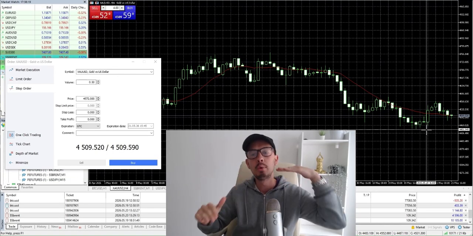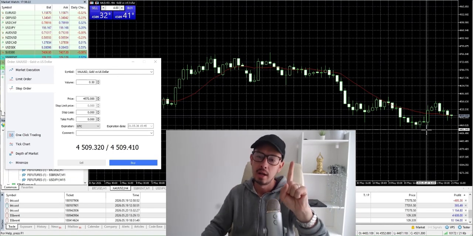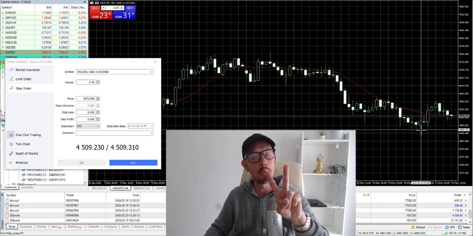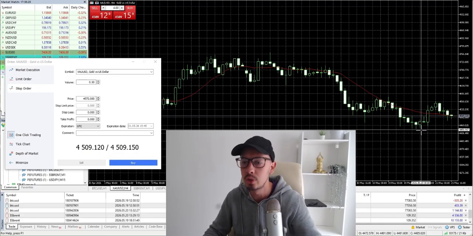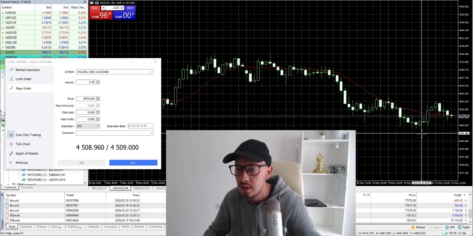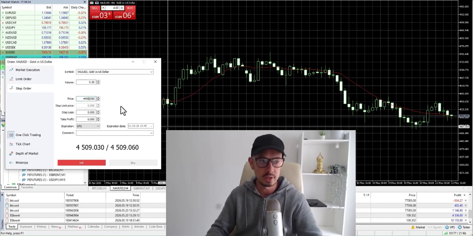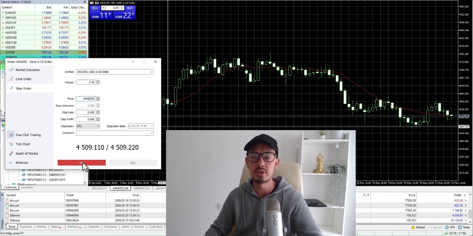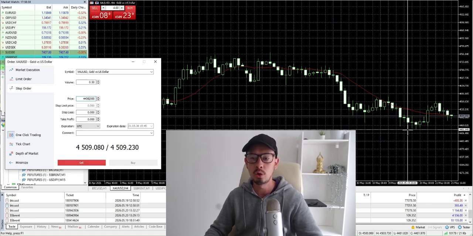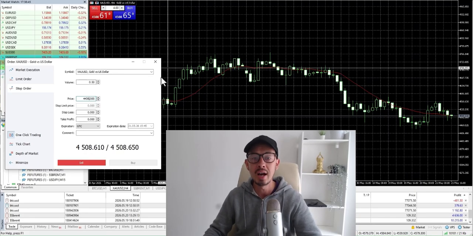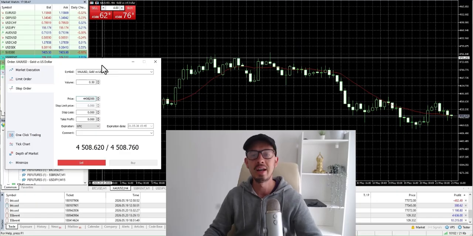So I'll do this. Step number 1, identify your support level. Step number 2, place sell stop order a little bit below that. So I would go a little bit right here, to 4436, and I'm going to place a sell. Whenever price goes to 4436, my sell order will be filled. Otherwise, my order will not be filled, and I can cancel it anytime.